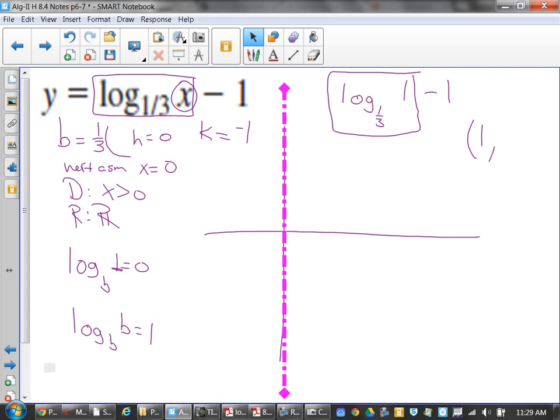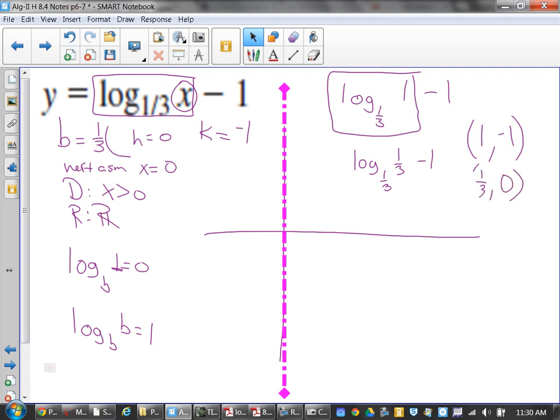When I simplify this out, what do you get? This part becomes 0, but 0 minus 1. I am simplifying this first log. Log base 1/3 of 1 is 0. So then the next one, since for your x you're picking 1/3, your ordered pair is going to be 1/3 and 0, right?